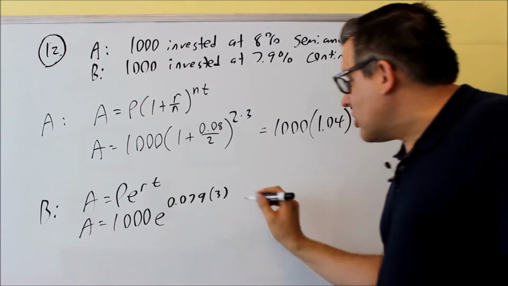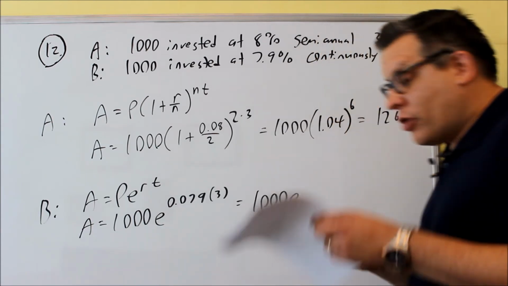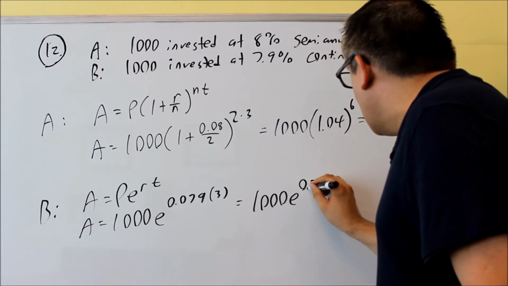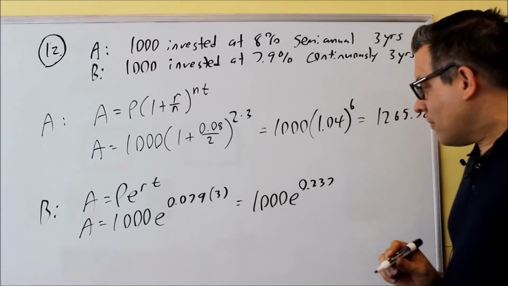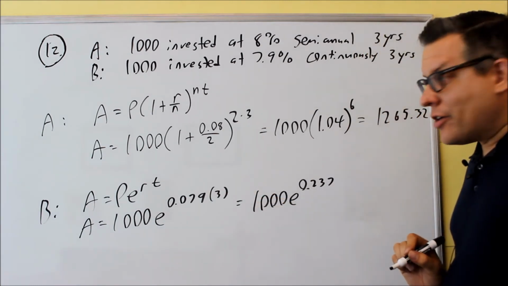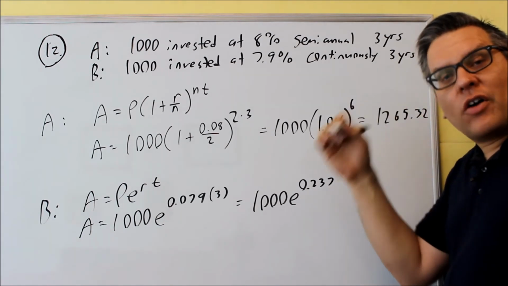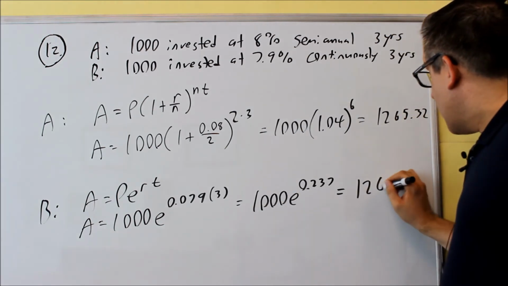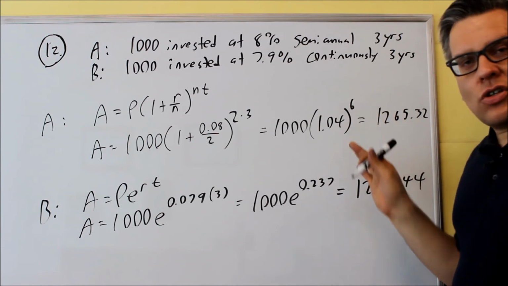And then I want to put this into my calculator, so I can start by working out the exponent. If I multiply these two numbers together, that's going to give me 0.237. And then finally I'll put this in my calculator. Remember, this is not your regular caret key. You have to use the e caret, which is above your natural log key. When you put that in there, you get 1267.44.